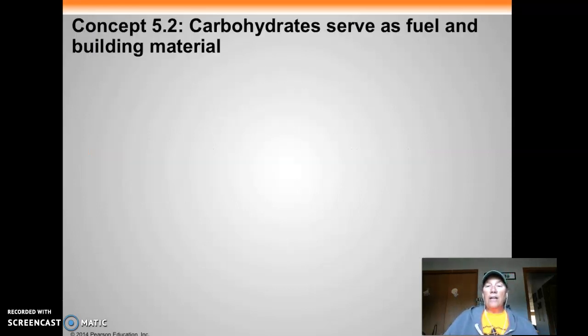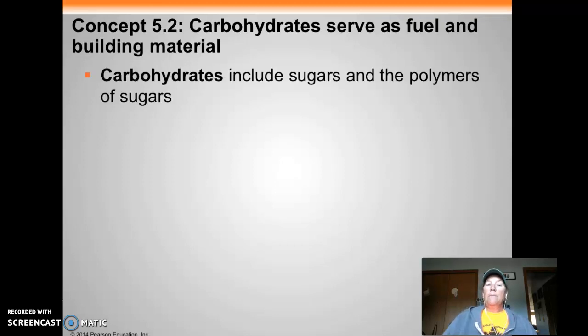Okay, so carbohydrates are our quick energy. They're our fuel, they're our building materials. Like I said before, carbohydrates are sugars, and polymers of sugars, like starch, are also carbohydrates. So a polymer of sugar would be like starch.